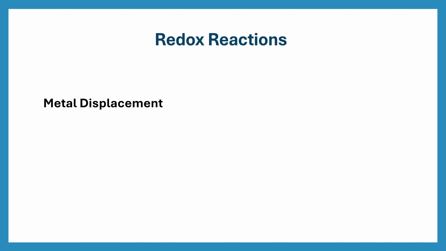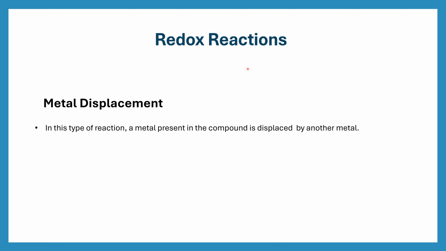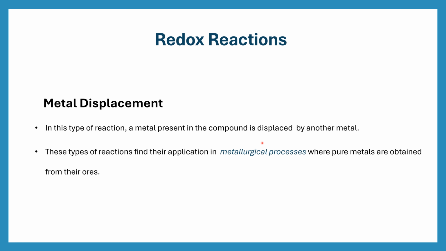Let us zoom into the first category of displacement reactions, which is the metal displacement reactions. In this type of reaction, a metal that is already part of a compound gets kicked out or displaced by another metal that is more reactive. This is not just classroom chemistry; it has real-world applications also. For example, in metallurgical processes, where we extract pure metals from their ores using more reactive metals.